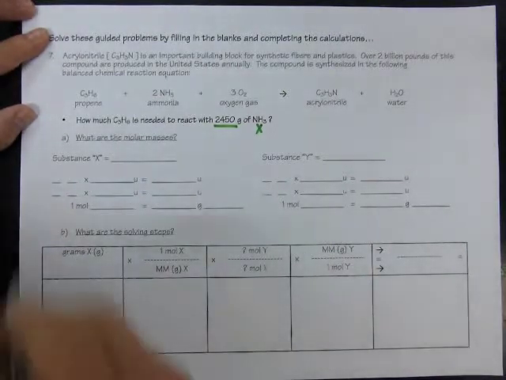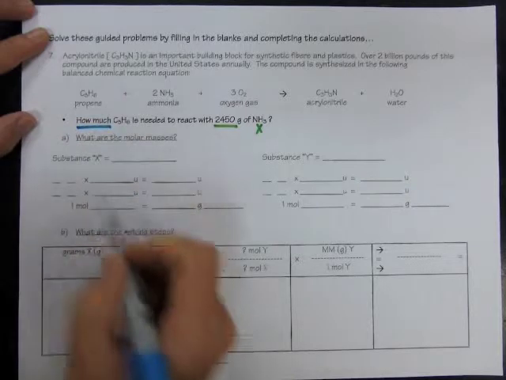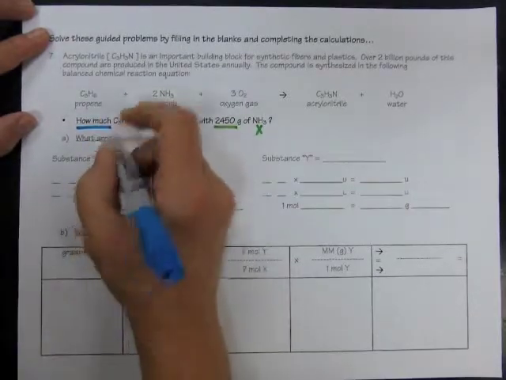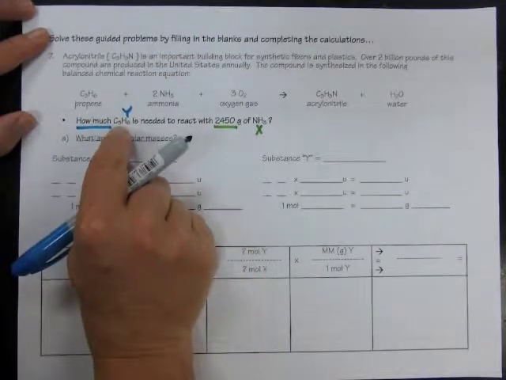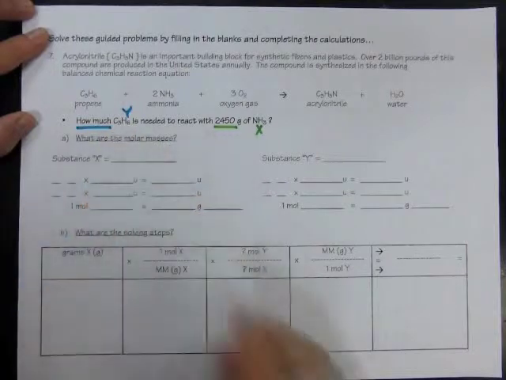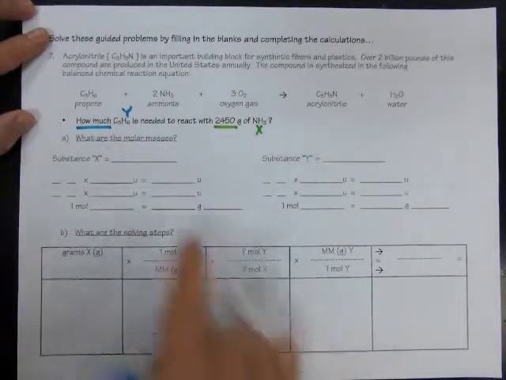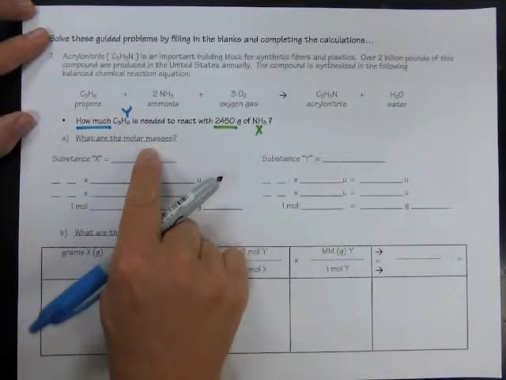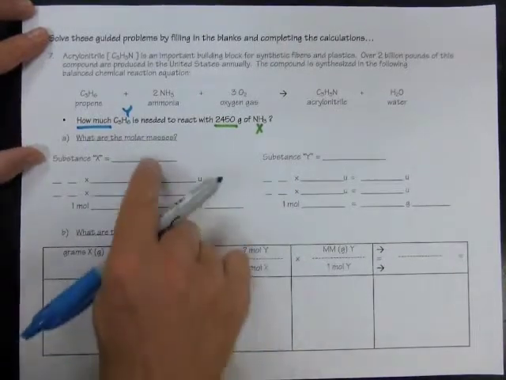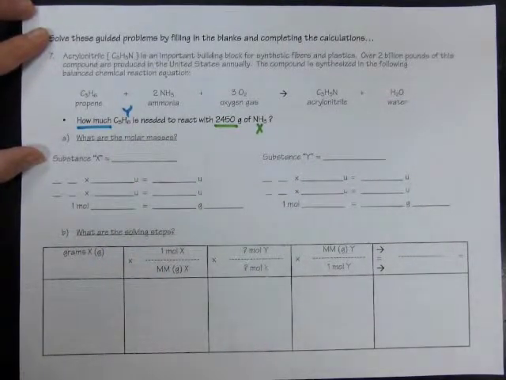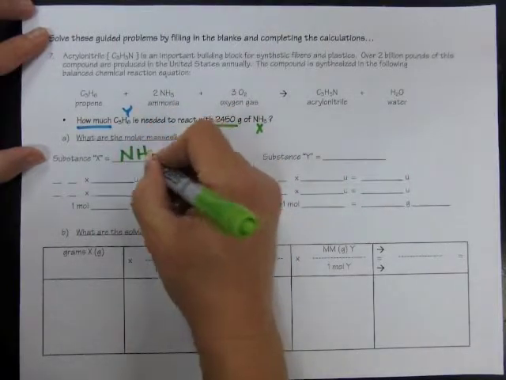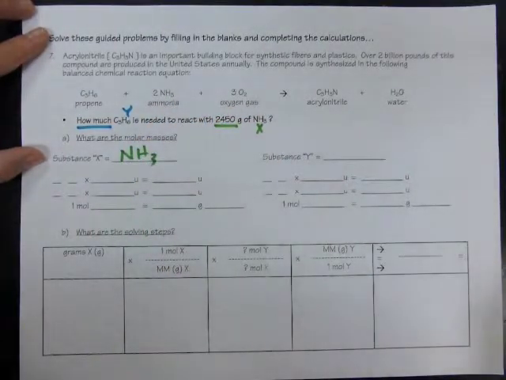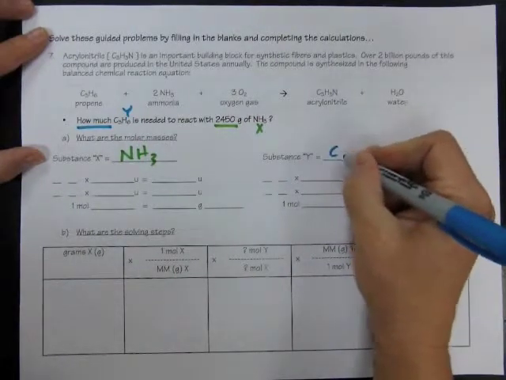What am I trying to find out? I look for the keywords how much or how many, and that's linked to the substance I'm going to call Y. It's why I'm doing the problem, to try to find out how much of this is needed in the reaction. The other thing I need to know are the molar masses of the substances. So I'll calculate for substance X and Y. For the X substance, I'll calculate the molar mass of ammonia. And for the other substance, my Y, I'll calculate the mass of the propene.